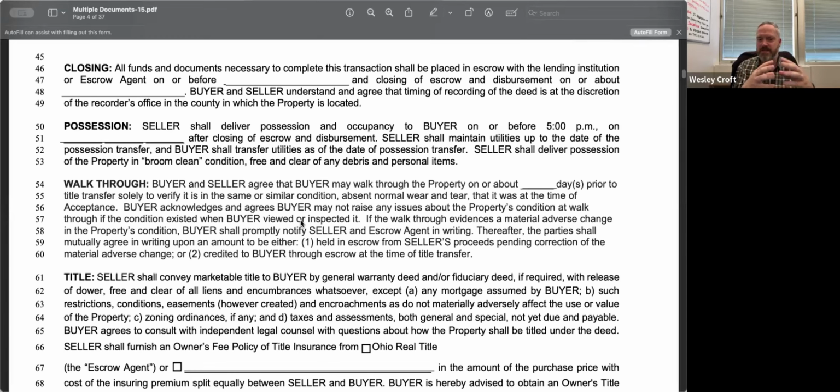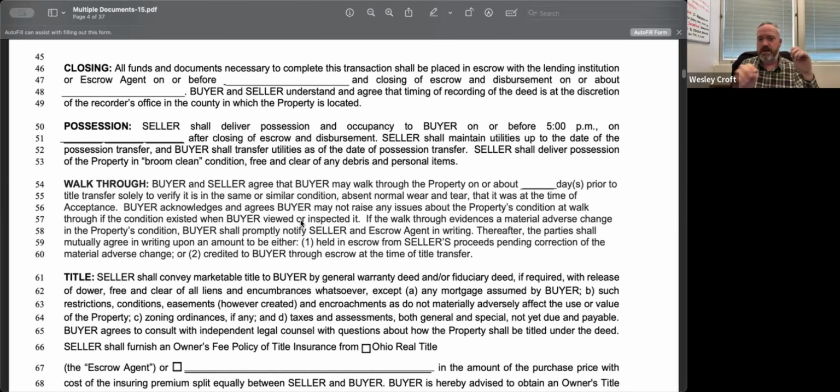The reason why the next sentence starting on line 48 is in there, there's a very particular reason. It says buyer and seller understand and agree that timing of recording of the deed is at the discretion of the recorder's office in the county in which the property is located. There were several different court cases revolving around individuals not wanting to give possession to a buyer because they said, well, the deed's not been recorded at the courthouse, therefore we're not giving you possession. When in reality, the escrow had already been closed and the seller had already received their funds.